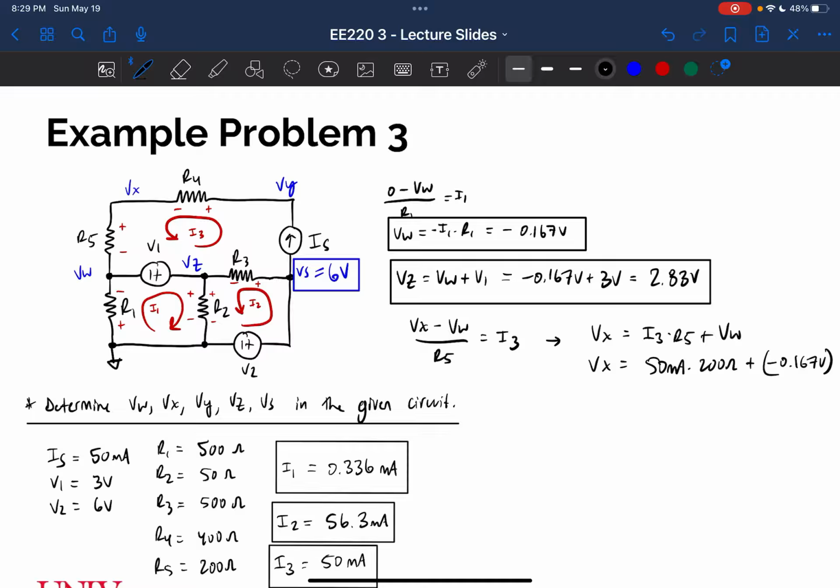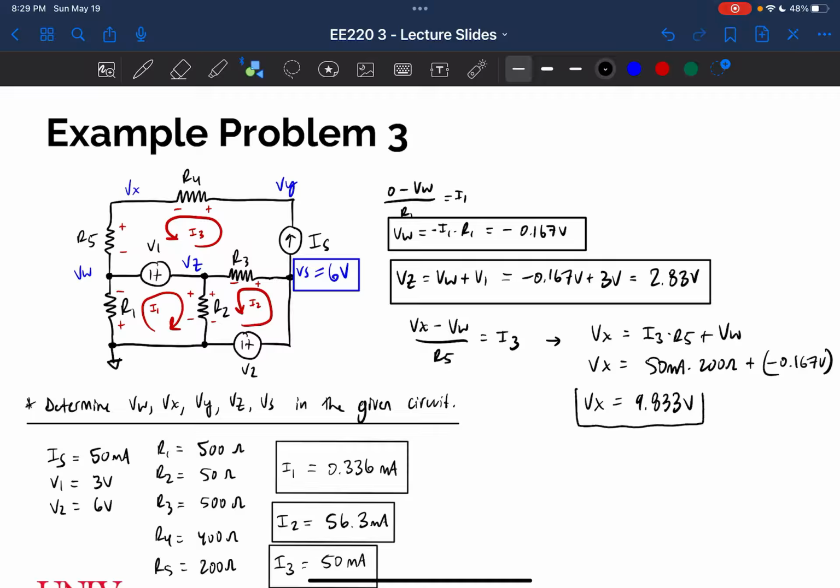All right, so let's go ahead and solve for that. 10 minus 0.167, and I get 9.833. Confirm with Spice, that is correct. Vx is equal to 9.833 volts.